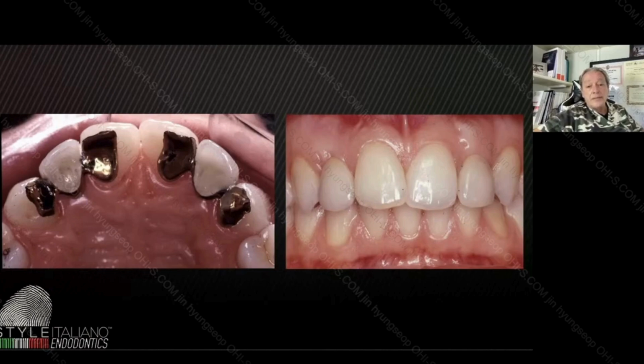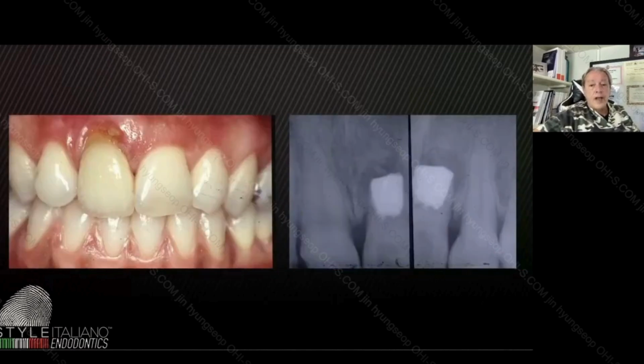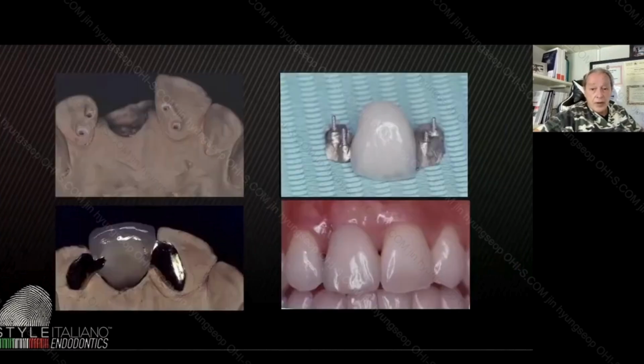But we now can do something better because we have adhesion. Another case of a tooth treated more than 30 years ago, and then this patient married a colleague, a dentist, and so she's not my patient anymore. But this bridge, I know it's working after more than 30 years, not yet 35, but more than 30.